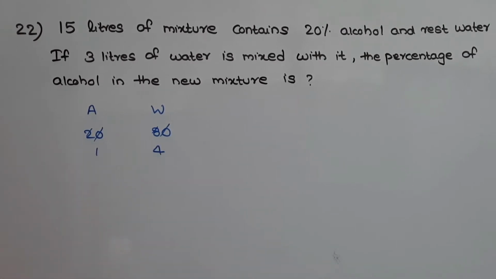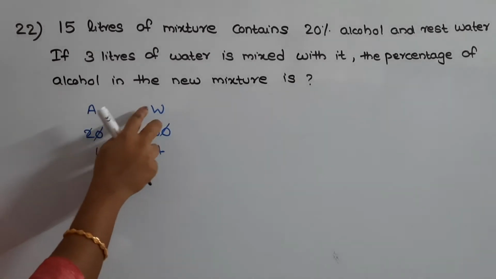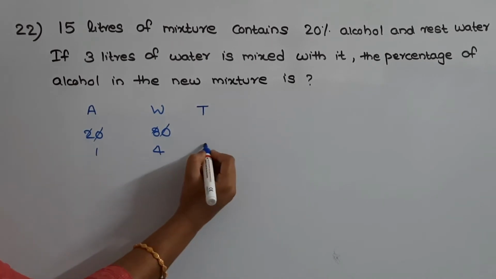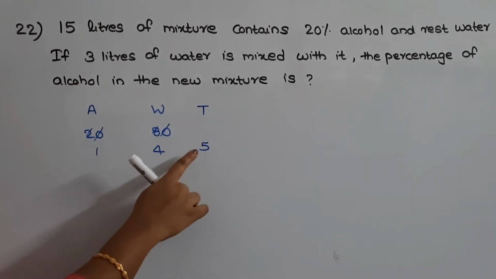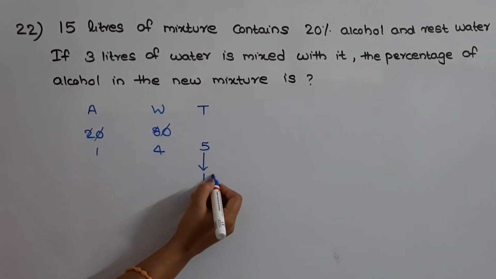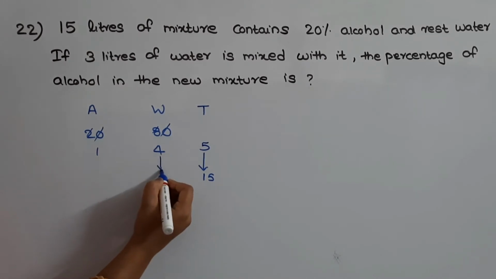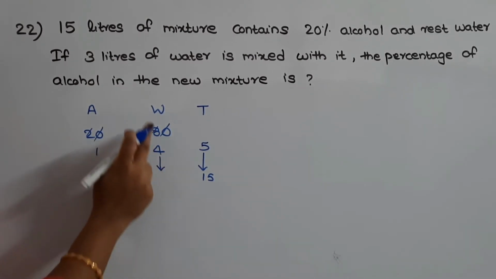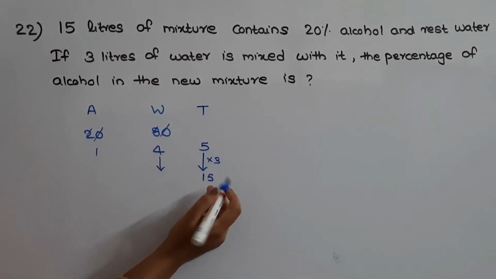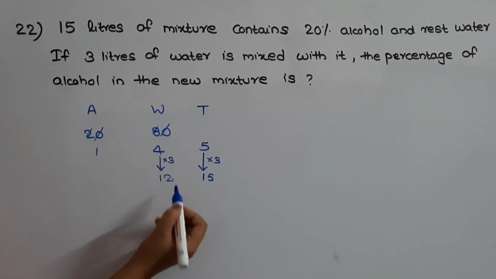So the ratio of alcohol to water will be 1:4. If in this mixture 1 liter of alcohol is there and 4 liters of water is there, what will be the total quantity of the mixture? That is 1 plus 4, that is 5. But the total quantity of the mixture is given as 15. So we can represent this 5 as 15. Then what will be the value of this 4? On finding this value, we will get the quantity of water present in the mixture. Here 5 into 3 is 15. So if you multiply this 4 by 3, you will get the quantity of water that is present.